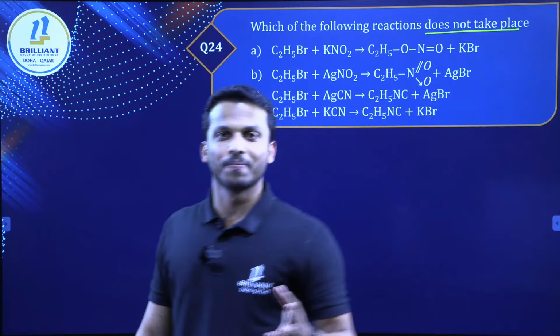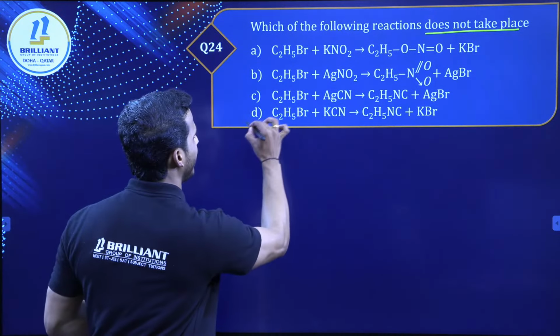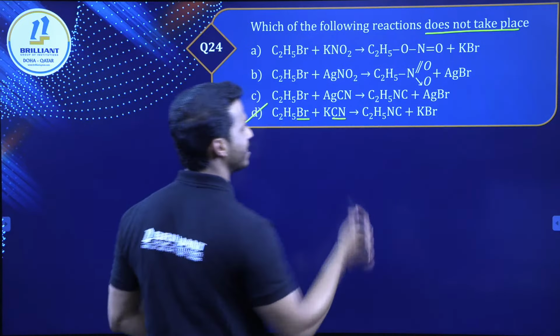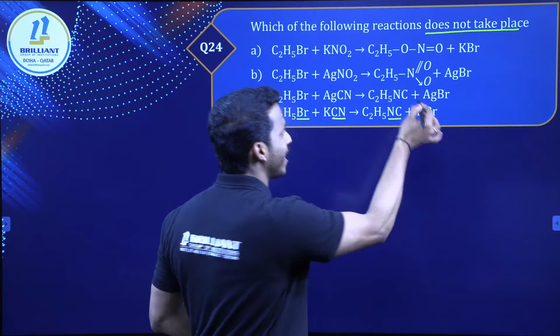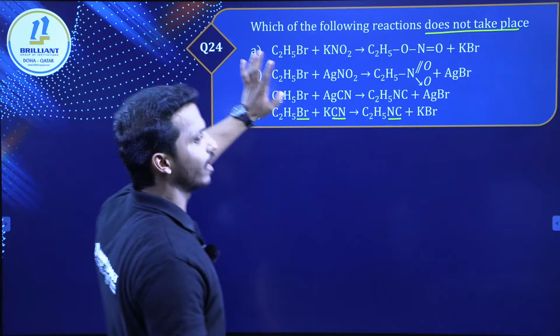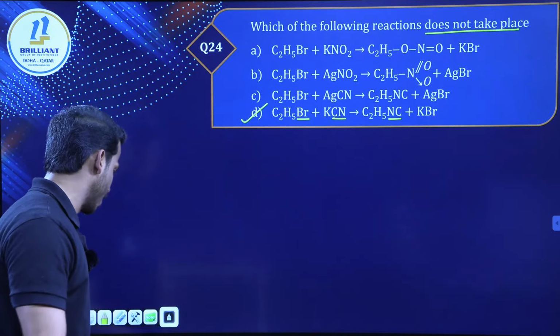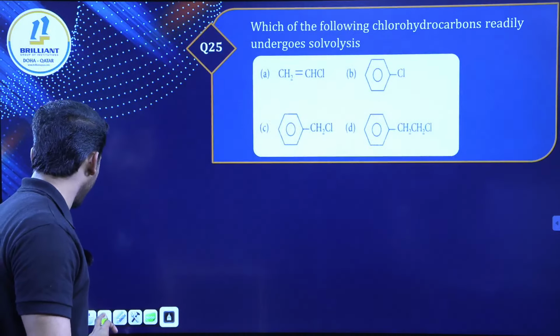Anyway, sorry for that. Okay, dear all, what is wrong in this one? Option D is wrong, dear all. Why? Because when a haloalkane is treated with KCN, it should give cyanide, not isocyanide. Here isocyanide is forming, right? So that is the wrong one and our correct answer. Option D is the correct answer. Perfect. Next question, question number 25.